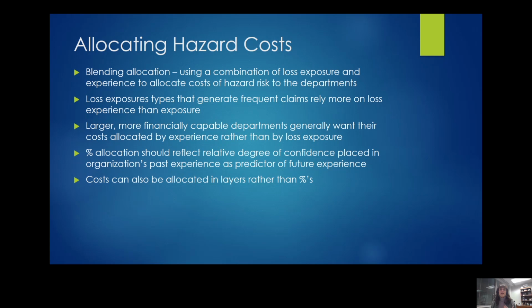If you have a great history and you haven't had a lot of losses, that's going to help give you a discount. So there has to be that blended approach to underwriting and charges. The loss exposure types that generate frequent claims rely more on loss experience rather than exposure. So, if you have a lot of claims, it's going to look at what happened in the past, and they're going to tie more to historical experience.